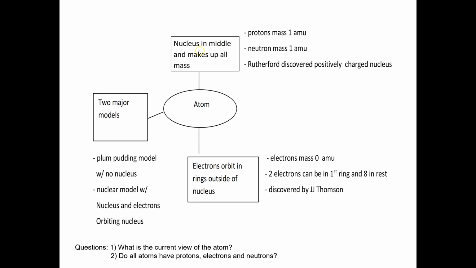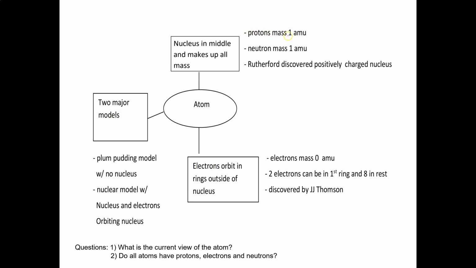So for the nucleus in the middle, notice I could just write what that concept is, or I could put a little more detail. I could say the nucleus in the middle makes up all the mass. That's a lot of detail, right? Whereas here I just say 2 major models. I don't indicate what the models are. It's up to you to decide which style works better for you, putting some info in there or leaving it just a concept. So here I include some minor details about it.